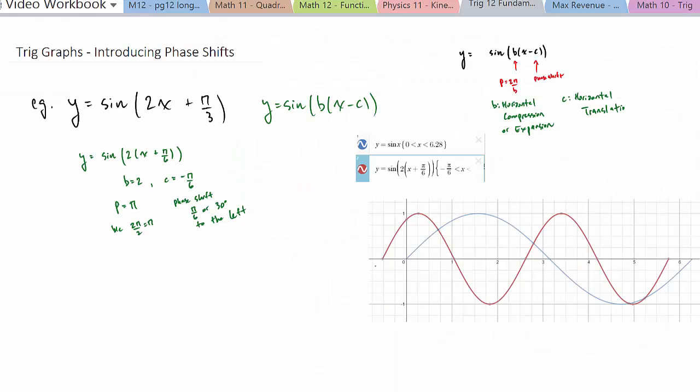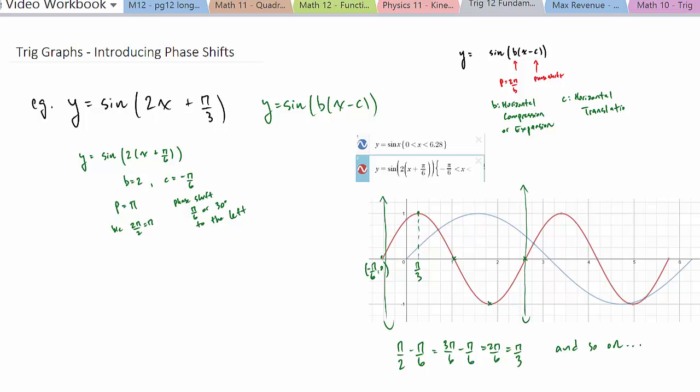If we paste this back into OneNote, we will take a look at how this compares to the original. So now it starts at negative pi over 6, so it's been shifted over to the left. And we can find a bunch of values there. Normally it was pi over 2, but we're subtracting pi over 6, so that new value is pi over 3. I'm not going to do all of them right now, but you get the idea. Basically, you subtract pi over 6 from all of your regular values, and that represents one cycle.